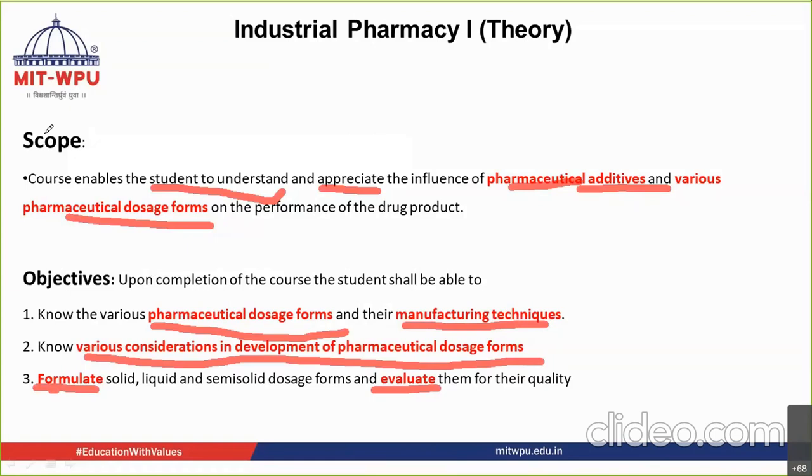So these are the various objectives. That is, first you are going to study various dosage forms. You are going to study manufacturing techniques. You are going to study research, that is development technique of it, and you are also going to study the evaluation of it. So these are the various things that you are going to study inside industrial pharmacy, with a special emphasis, as I told you, on the pharmaceutical additives. Pharmaceutical additives are the most important things that you are going to study in this whole year. This is something about the subject that you are going to cover in the next 45 to 60 lectures.